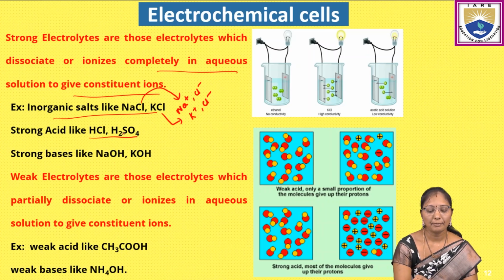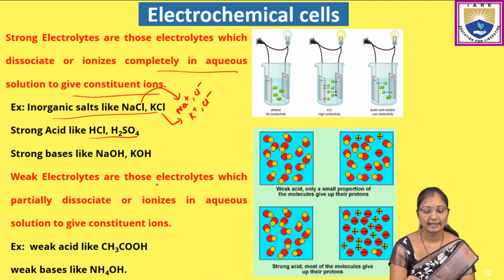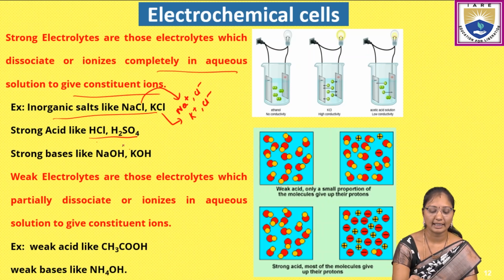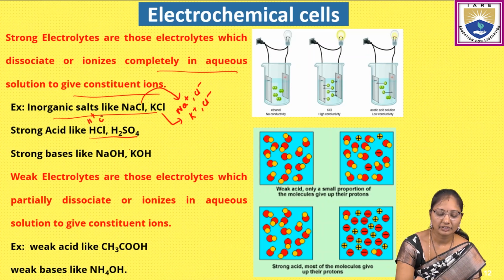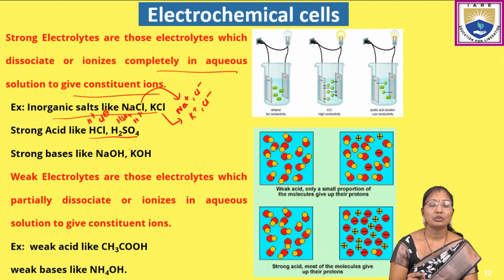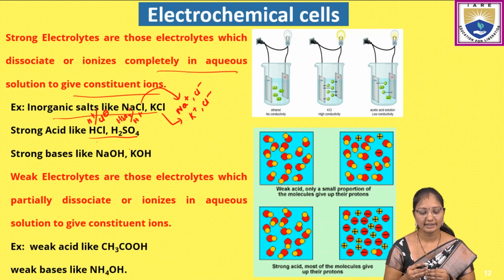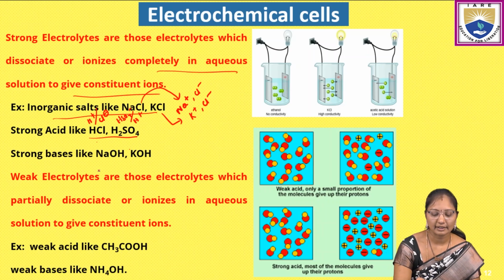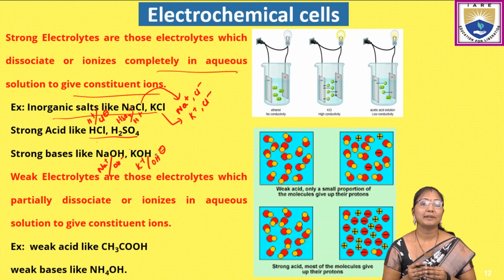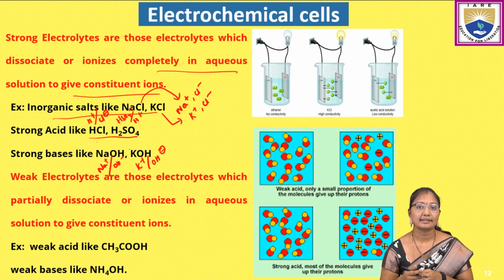Also strong acids like hydrochloric acid and sulfuric acid. Hydrochloric acid splits into H plus and Cl minus ions, and sulfuric acid splits into H plus and HSO4 minus ions. Even strong bases like NaOH and KOH split into Na plus, OH minus, and K plus, OH minus ions, so they conduct electricity.